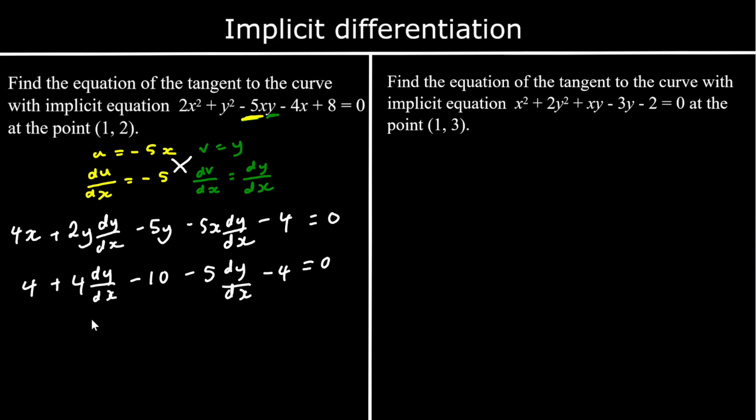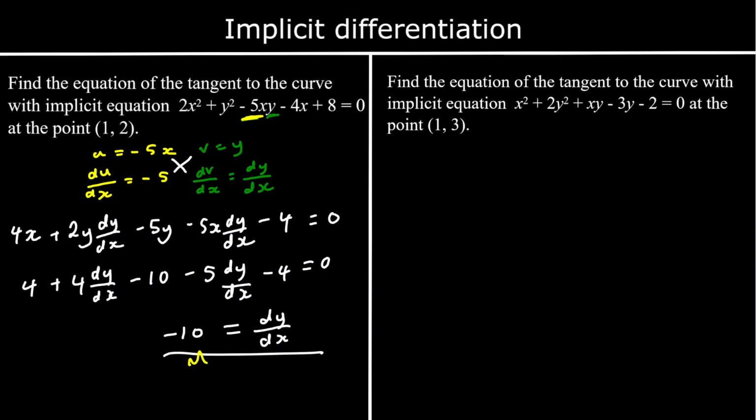So collect the like terms. I've got 4 minus 10, so negative 10. And if I add the dy/dx's to the other side, I've got 5 take away 4, which is 1. So dy/dx at that point is negative 10. The gradient is negative 10, so that's m.